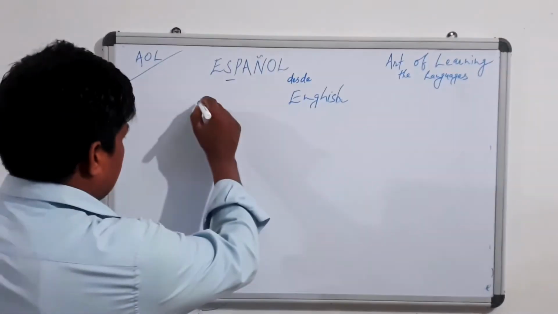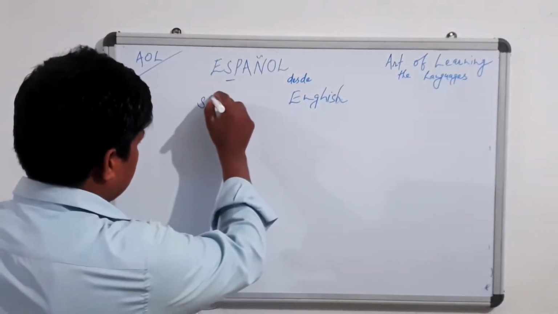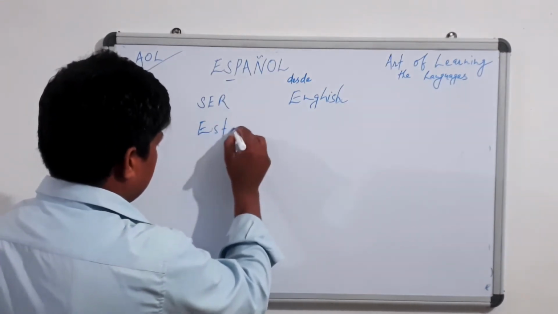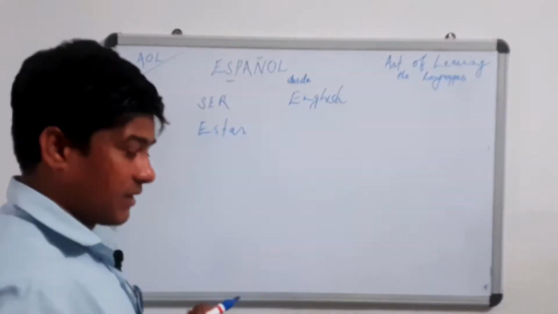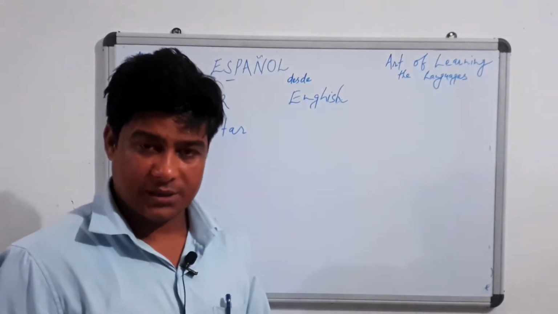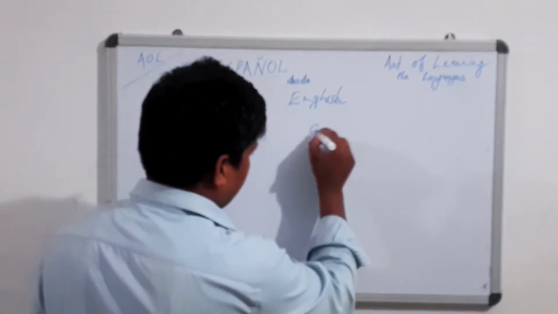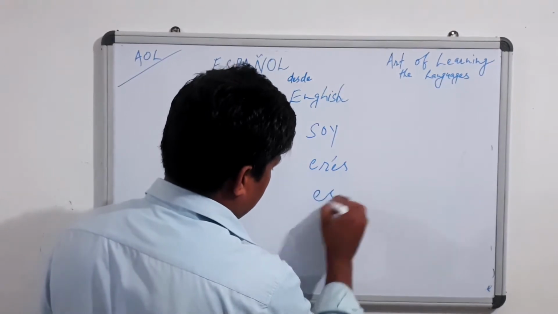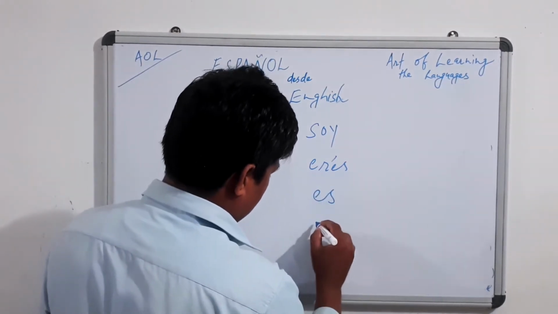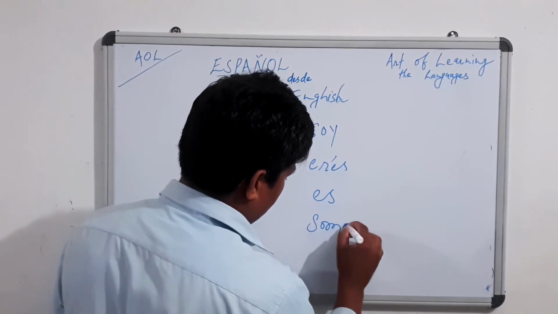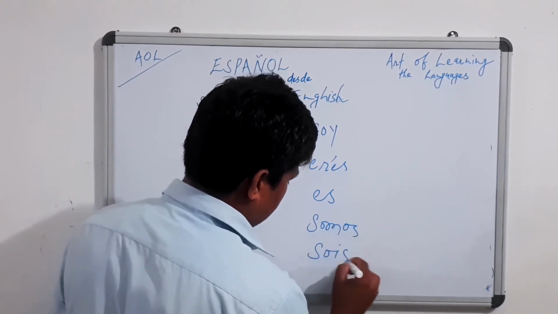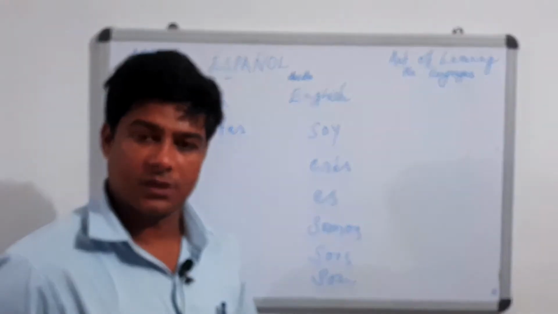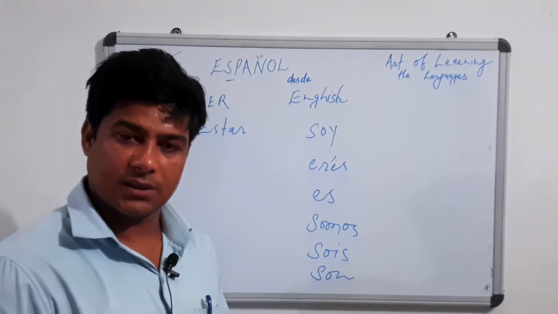So here there are two forms, ser and estar. These are two verb forms of Spanish. In the ser form we have soy, eres, es, somos, sois, son. These are the 6 verb forms we put together in the ser form.